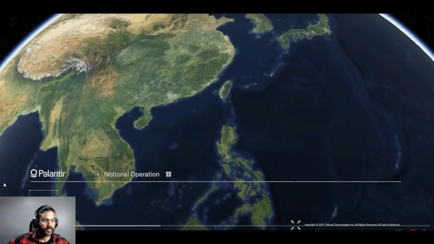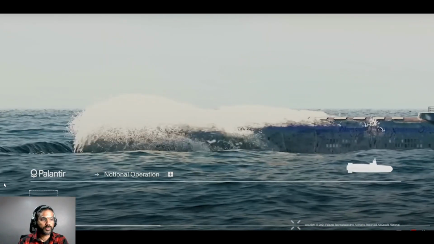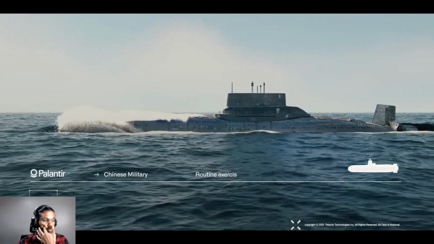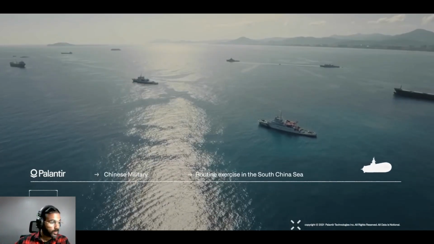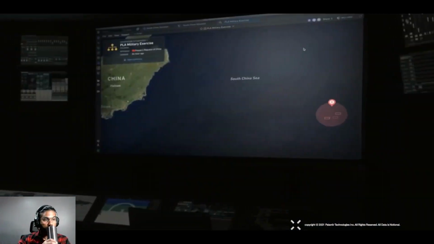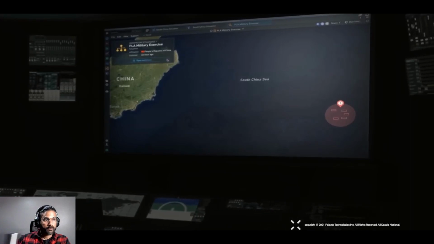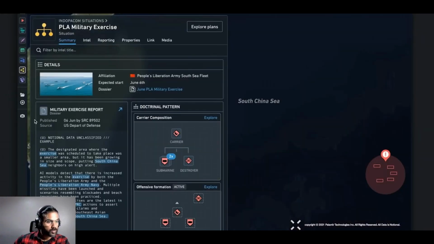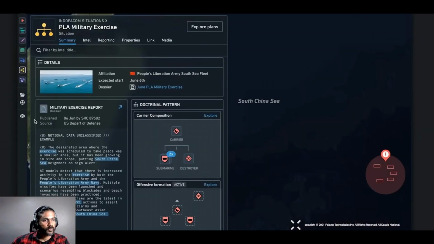As a notional example, an escalation could start with something as simple as the Chinese military conducting a routine exercise in the South China Sea. To see the full picture and make tactical, operational, and strategic decisions, the U.S. and allied forces rely on Palantir.